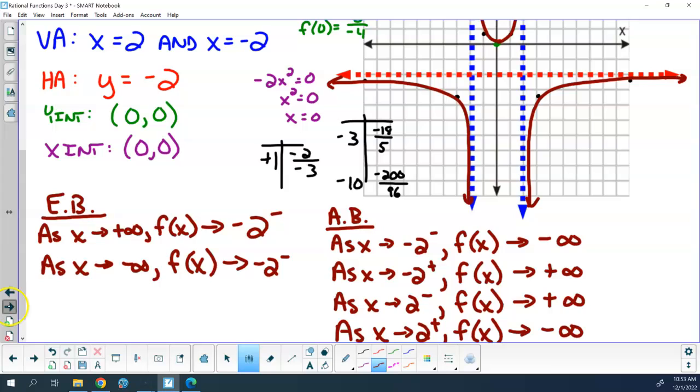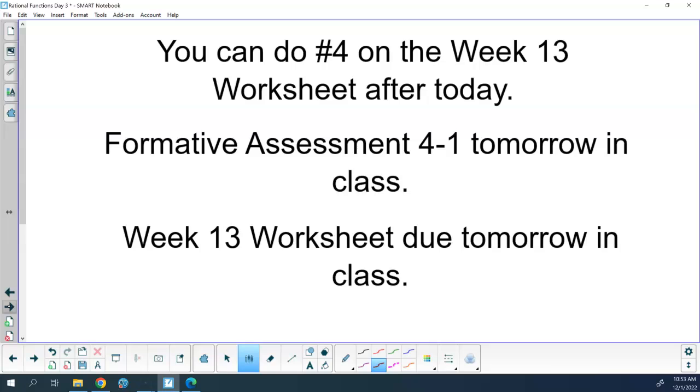Couple of things to wrap up today. You can do the graph now on the purplish worksheet for this week. You now have enough information to do that graph. Tomorrow we'll have a formative assessment, and that purplish worksheet will be due tomorrow in class. Yes, the answer is yes. You can use your supplemental note sheet tomorrow on the formative.